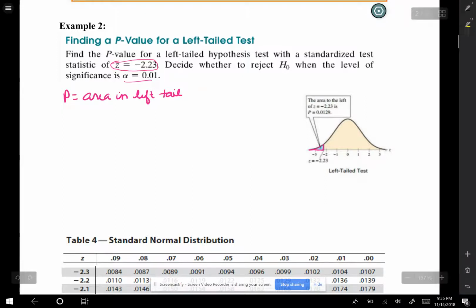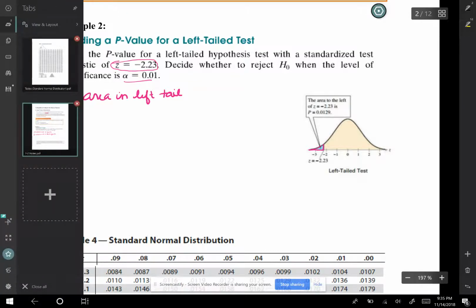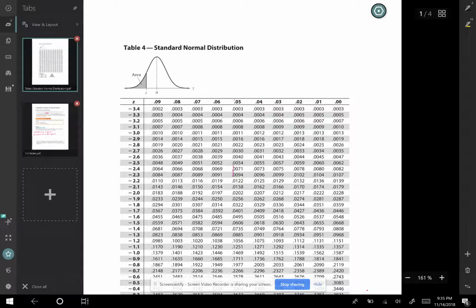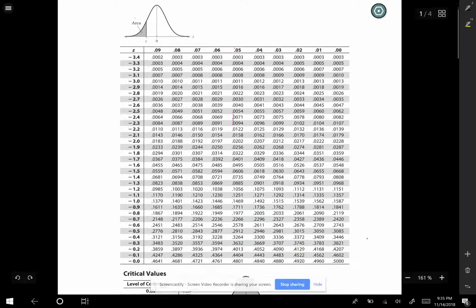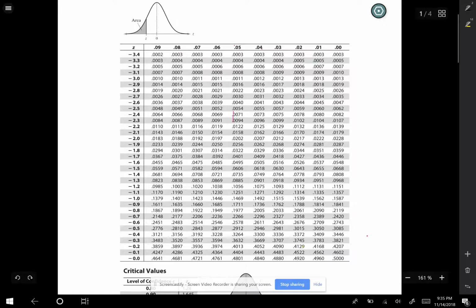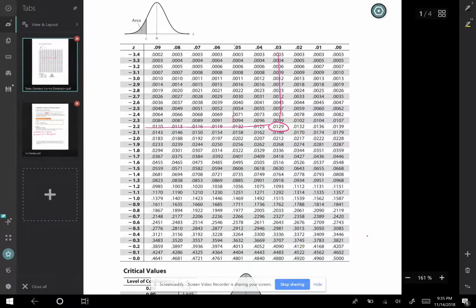So what we're going to do is we're using our z-scores. So that means, once again, we're going to go back to our table 4 that has the z-scores in it, and we're looking for negative 2.23. So negative 2.2, and then we're coming all the way across to 3. So when we look at that, that gives me 0.0129. So 0.0129 is my p-value.